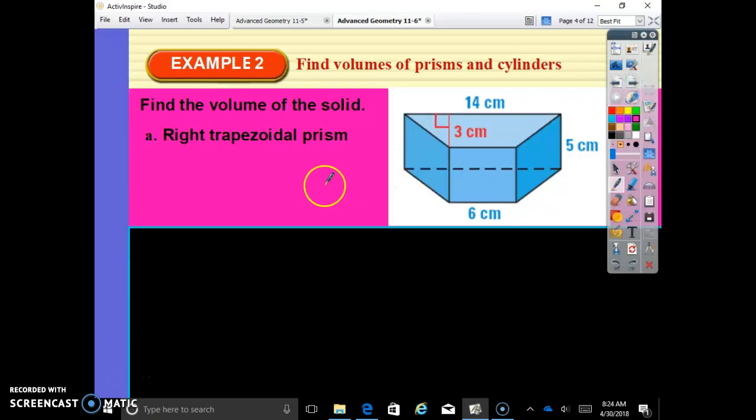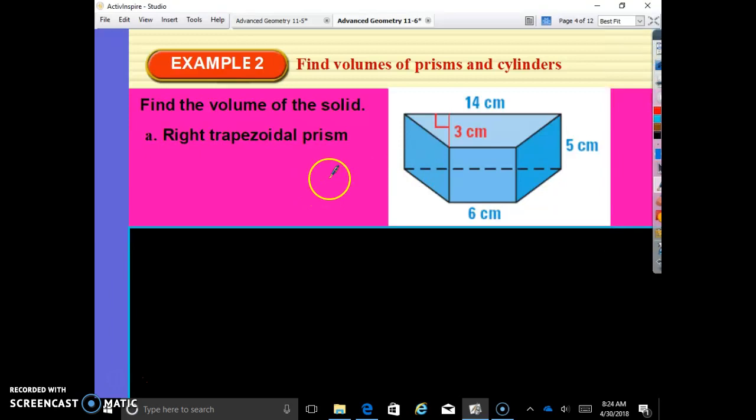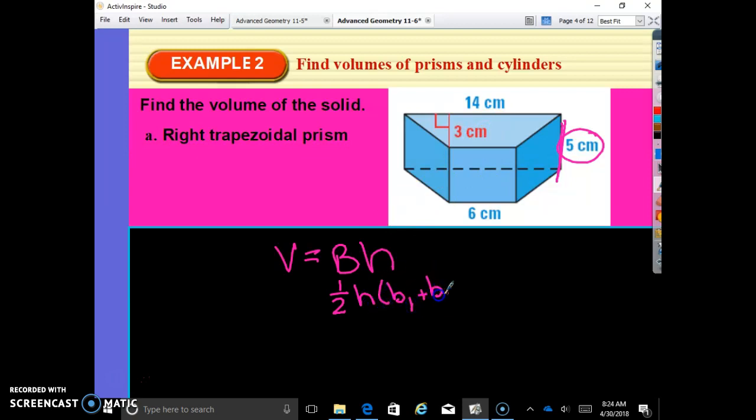Find the volume of the solid. This is a right trapezoidal prism. So we have to find the area of the trapezoid times the height of 5, right? So the volume equals the area of the base times the height. The area of a trapezoid is 1/2 the height times the sum of the bases, times the height of this whole shape, which is going to be 5.